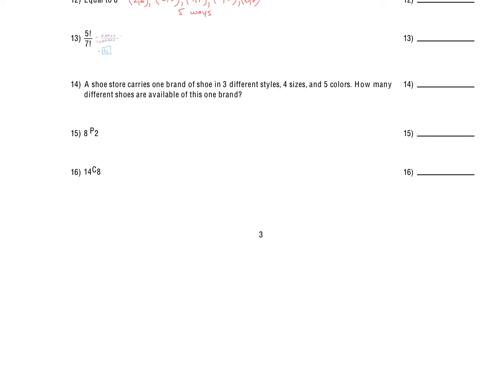Number 14, a shoe store carries one brand of shoe in 3 different styles, 4 sizes, and 5 colors. How many different shoes are available of this one brand? Well, because each of these properties is independent of each other, then we could multiply to find the number of ways. So that's 3 times 4 times 5, which is 60. So 60 ways to have a pair of shoes.